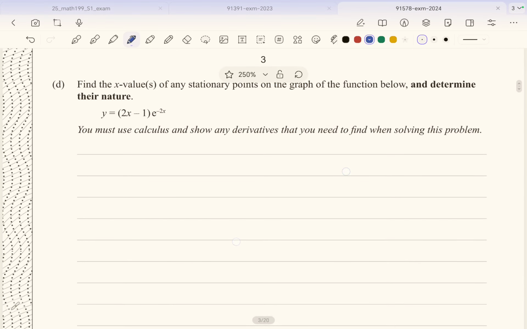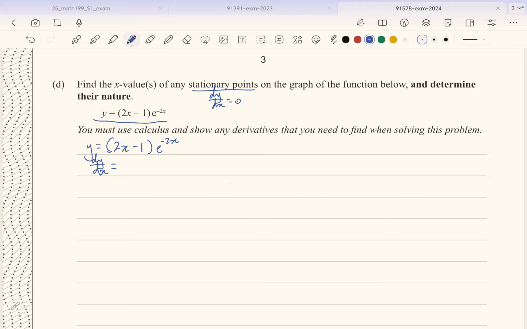Now let's look at part D. Find the x values of any stationary point on the graph of the function below and determine their nature. And the equation is right here. We're trying to find stationary points, meaning dy by dx equals 0. So our function is 2x minus 1 times e to negative 2x. Now we can differentiate to find dy by dx.